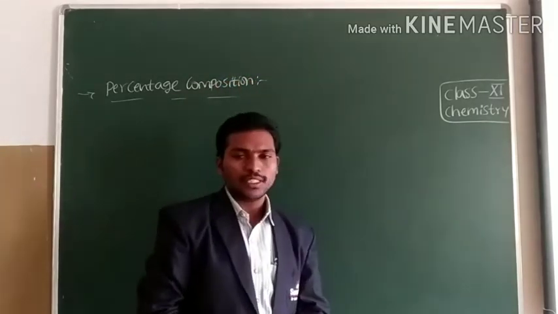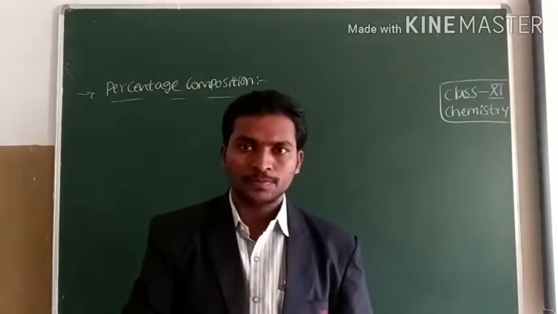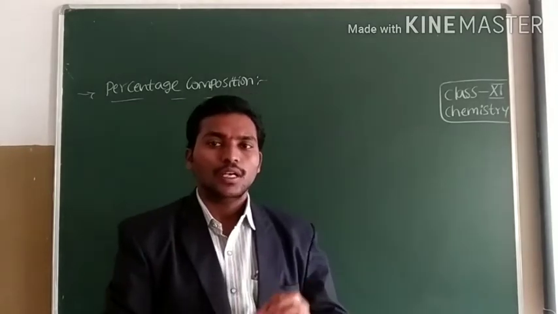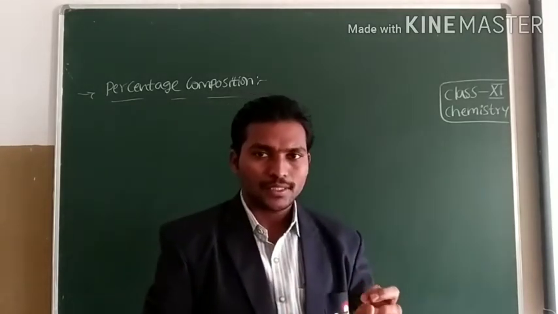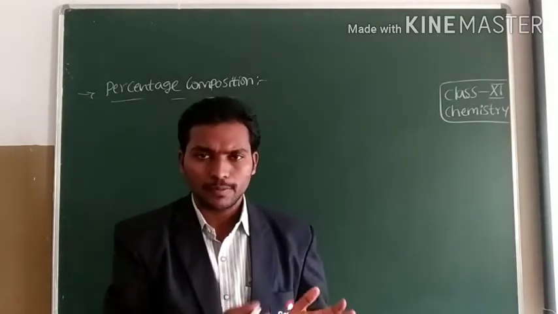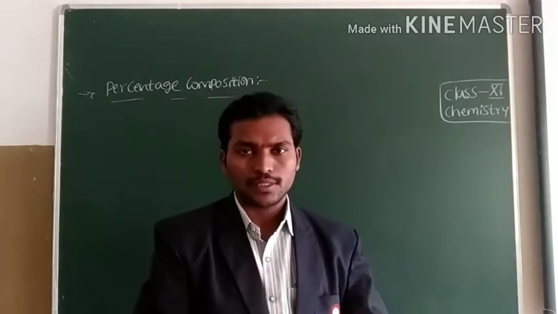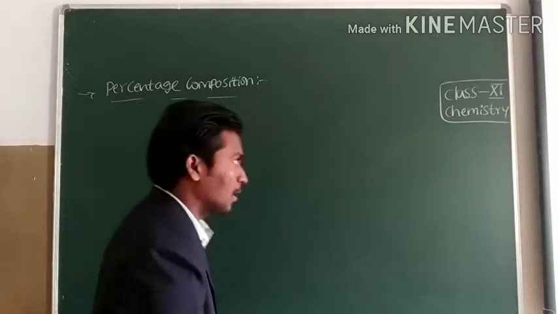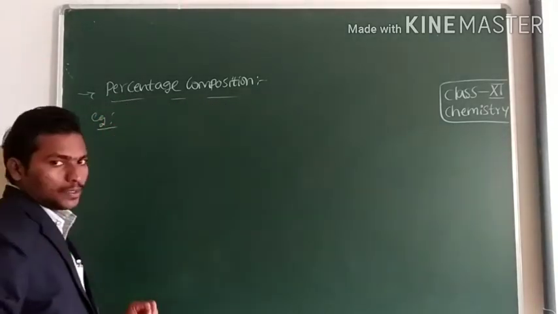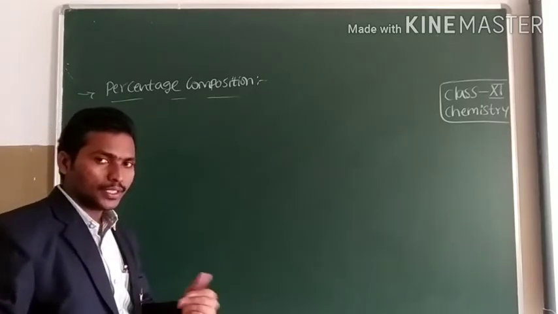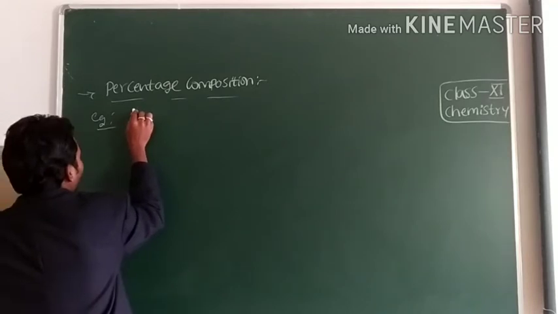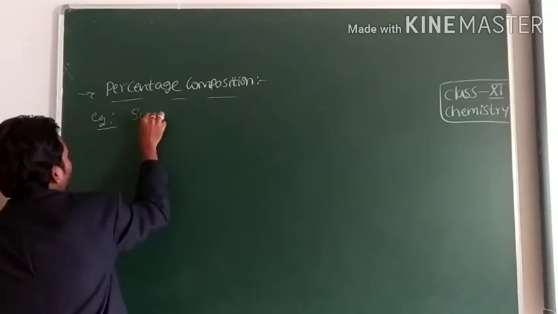Let us see what is meant by percentage composition. Percentage composition is nothing but the mass percentage of an element in the given compound. The mass percentage of an element in the given compound is called percentage composition. For example, we want to find out the percentage composition of any element. Let us say any compound, for example, sulfuric acid.